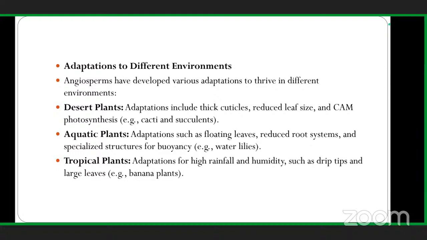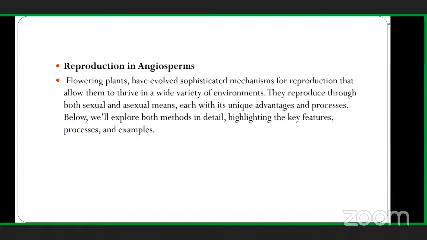Next are aquatic plants, how they adapt in the aquatic environment. Adaptations such as floating leaves, reduced root system, and specialized structures for buoyancy. What is buoyancy? It means the leaves float in the water. An example is water lilies, which we see sometimes. Next are tropical plants. Adaptations for high rainfall and humidity, such as drip tips and large leaves. In tropical plants, where there is high rainfall, the plants adapt by having very large leaves, like banana plants. Banana plant leaves are very large.